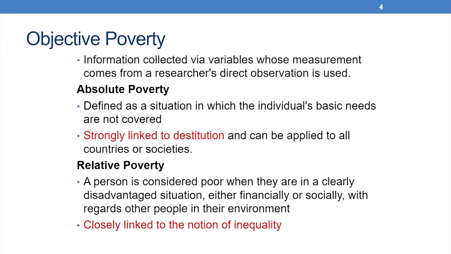So, before we enter into the analysis of poverty or analysis of the conditions of poorer sections of population, it is important to decide beforehand what is the approach that we are taking with respect to studying poverty. Now, information collected, if we look at objective poverty studies, uses information collected via variables whose measurement comes from a researcher's direct observation, which basically gives the researcher a very high degree of objectivity.